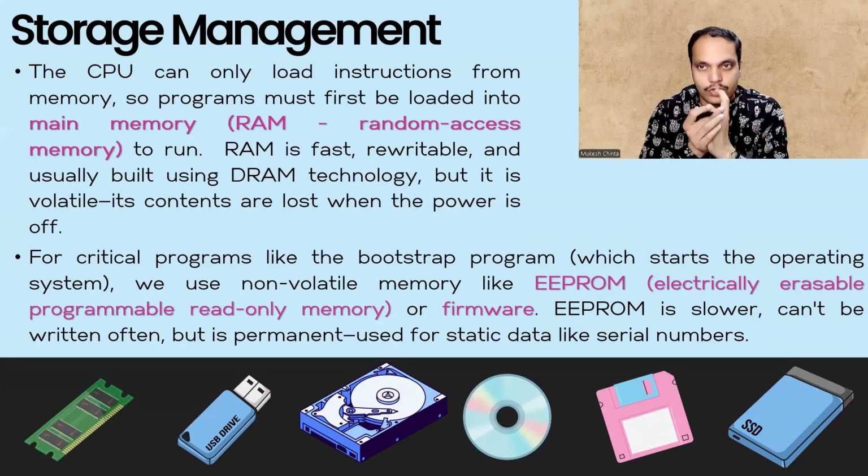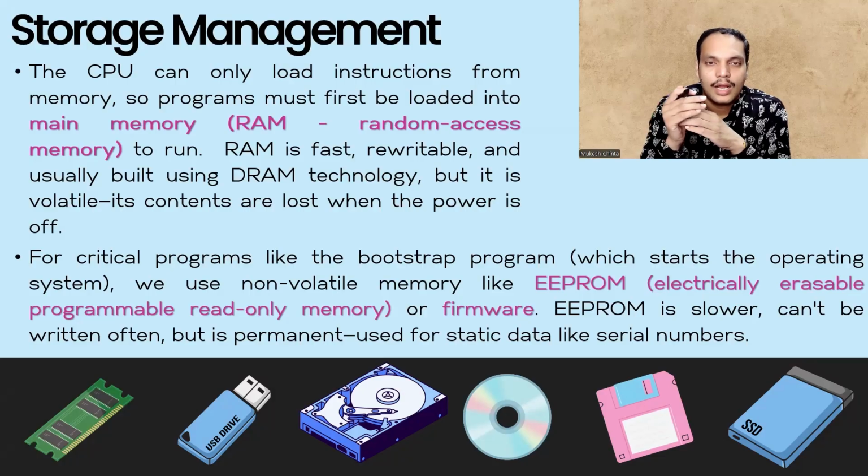Okay, now let's move on to the next concept, which is very important and which we come across every day, your storage management. The CPU can only load instructions from the memory. That means the CPU can only talk to your main memory. And that is the reason all the programs that need to be executed are loaded into your main memory first. Main memory, usually we call it RAM or random access memory, is a place where the programs which are to be executed are placed first, such that they can be allocated the CPU next.